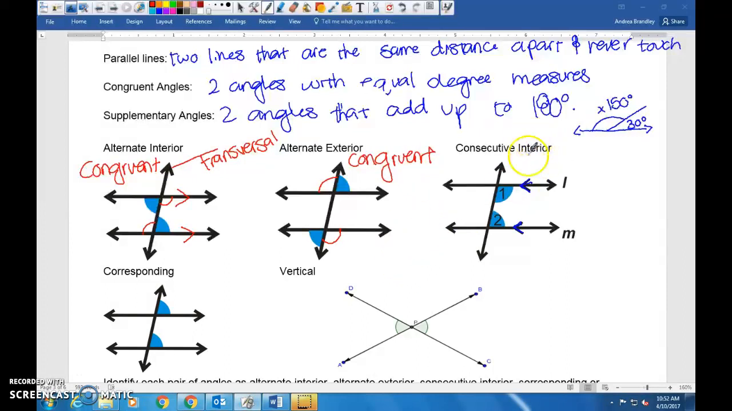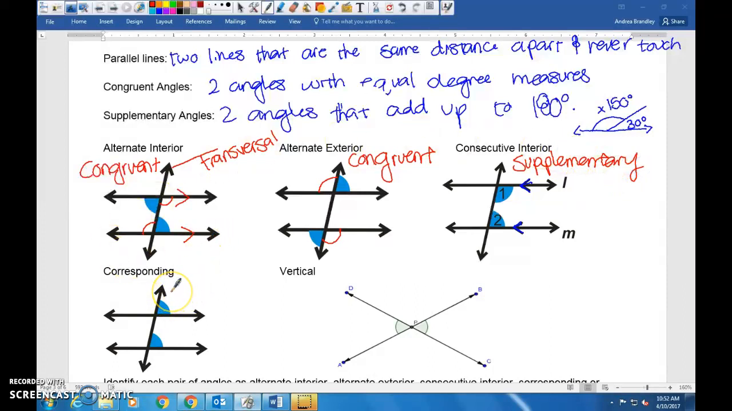Consecutive interior. Interior, we've talked about that word already, means inside those parallel lines, but this time instead of being alternate, they're consecutive, one right after the other on the same side of the transversal. Consecutive interior angles are not congruent, they are supplementary, meaning they will add to 180 degrees.